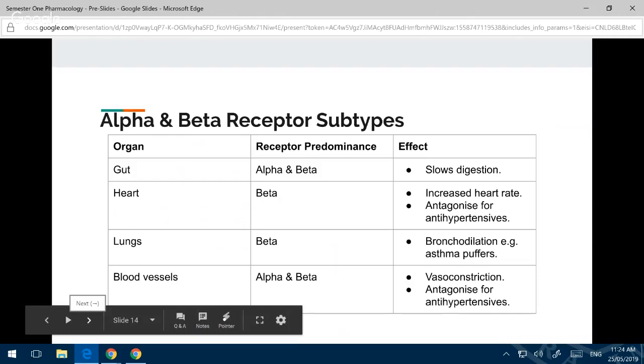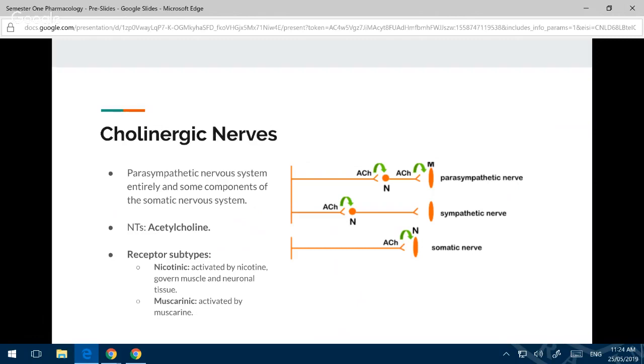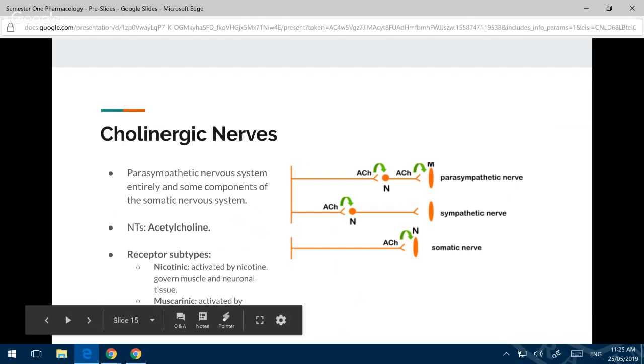So cholinergic nerves refer to those in the parasympathetic nervous system, as well as some components of the somatic nervous system as well. The primary neurotransmitter is acetylcholine, and there are two receptor subtypes as well, nicotinic and muscarinic. Again, here's just some of the layout of how these work as well.